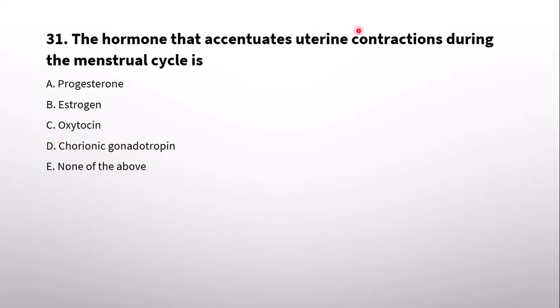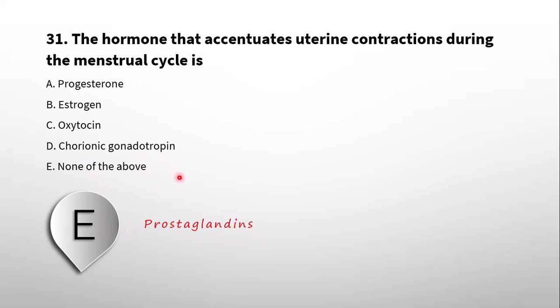The hormone that accentuates uterine contractions during the menstrual cycle is progesterone, no. Estrogen, no. Oxytocin, no. Oxytocin acts during contraction during labor, not the menstrual cycle. Chorionic gonadotropin, no. So I think we'll go with none of the above. Yeah, E. It's prostaglandins that cause the uterine contraction during the menstrual cycle.